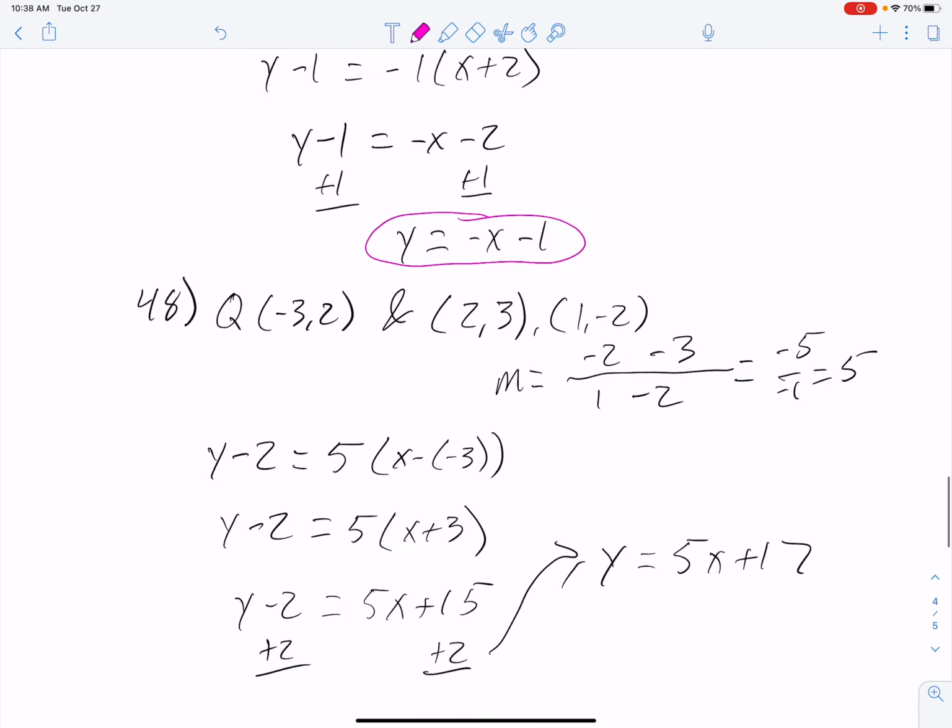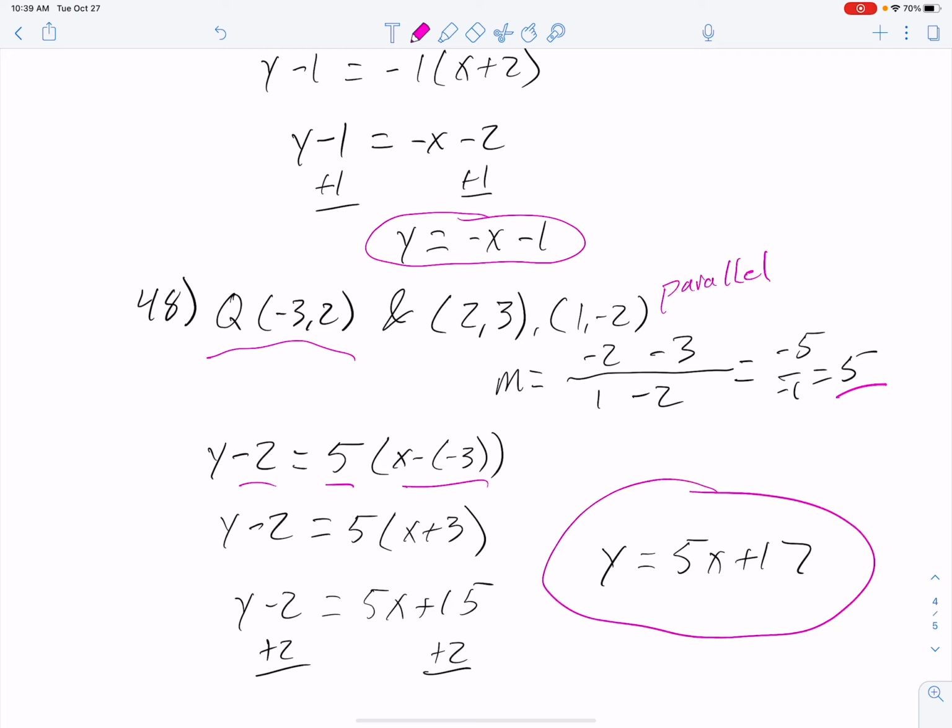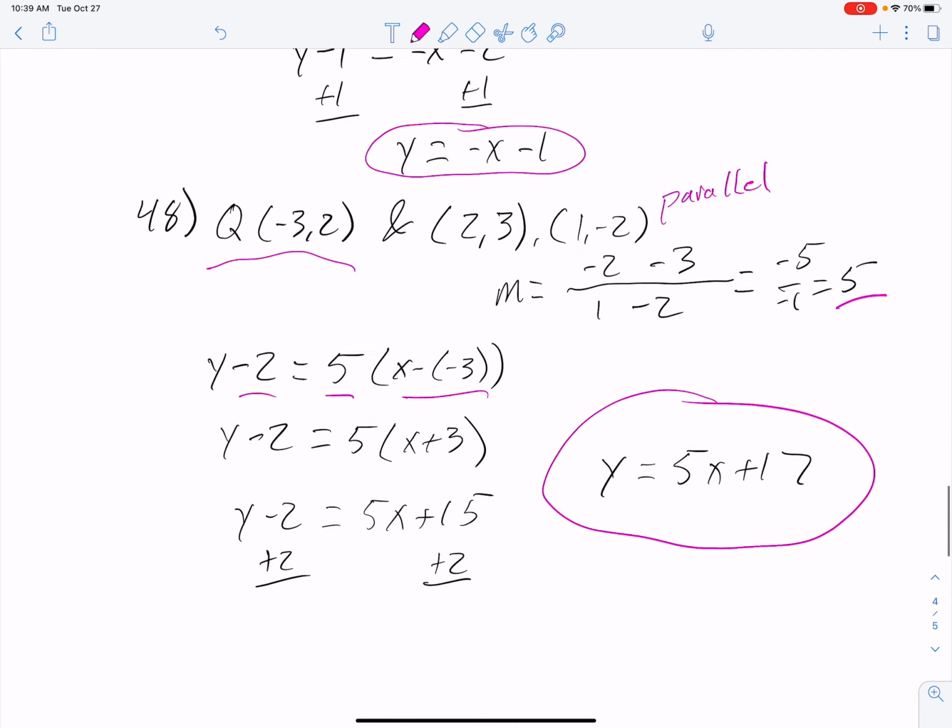Similarly in 48, we're going to go through the point Q, but be parallel to the line that goes through the other 2 points. So I find the slope between those 2 points, combine the slope I just found with the point I've been given, isolate y, and I now have my equation in slope-intercept form.